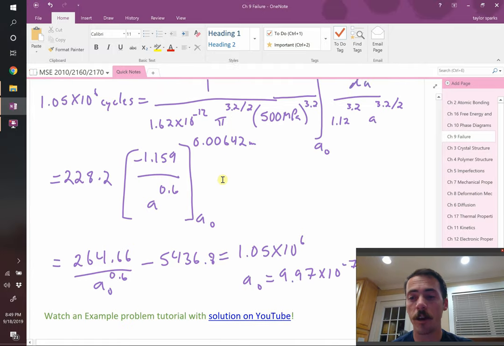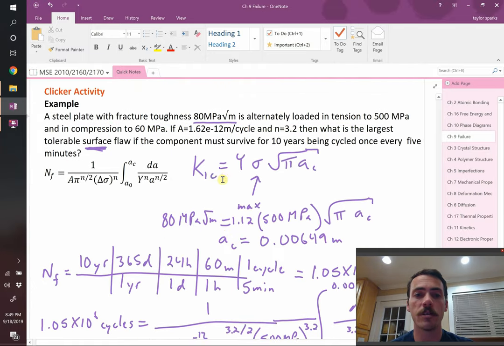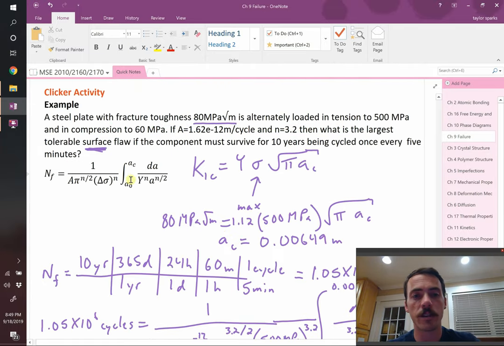Okay? Obviously, we could work this many other ways. Instead of giving you the number of cycles and asking you to solve for the initial flaw size, maybe I could give you the initial flaw size, and I could say how many cycles until it breaks, right?